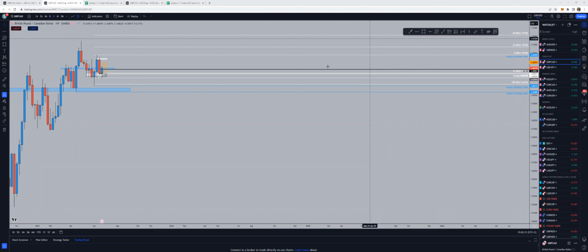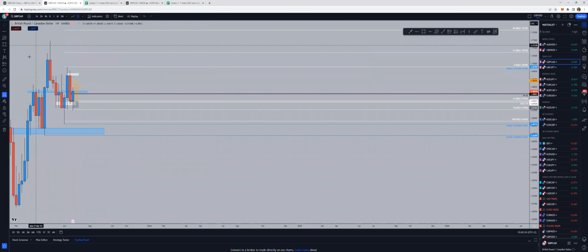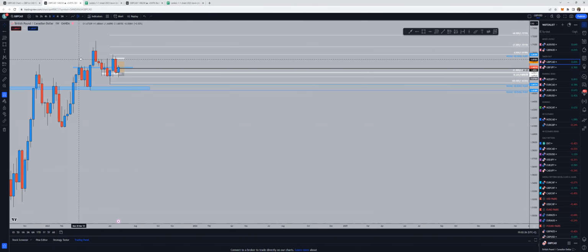So I had a minus 0.90% week because I took two trades. One was a loss, one was a break even. So this one was a loss, GBPCAD. So if I go to the weekly, what can we see on the weekly?